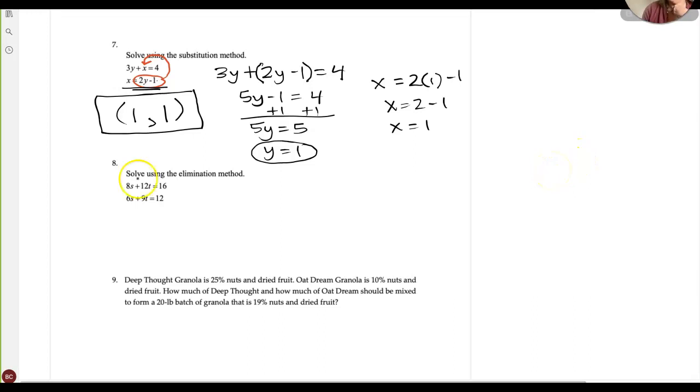Okay, so this one is the elimination method now. So notice the difference between these, right? Do you notice that in the first one, one of the variables is by itself, and so that's easiest for the substitution method, whereas here both of these are written in standard form? The two variables are on the same side of the equation, and then our whole numbers are on the other side of the equation. Okay, let's see here just a second.